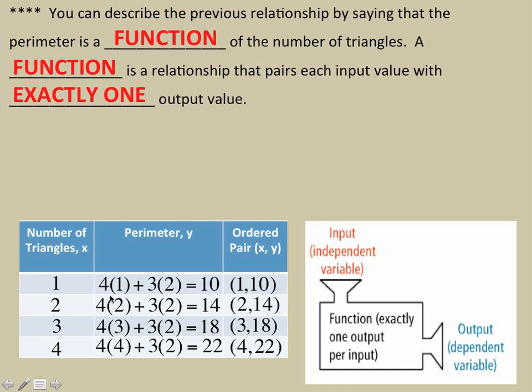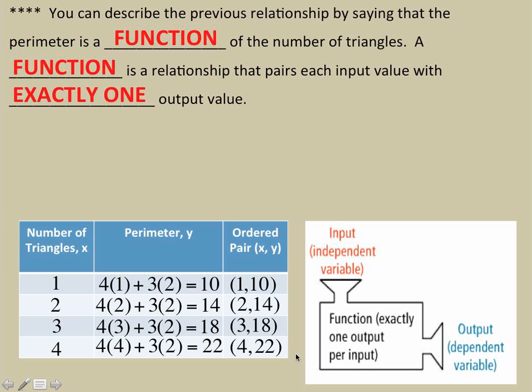So when I did one triangle, I got 10. I wouldn't all of a sudden do one triangle and get a different number. 1 will always go with 10 for that problem. 2 will always go with 14.